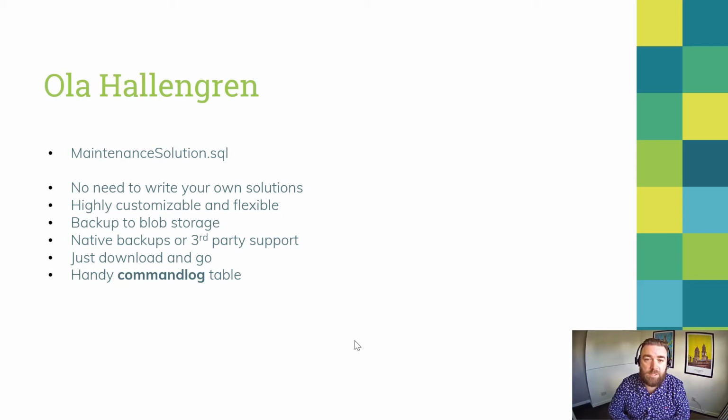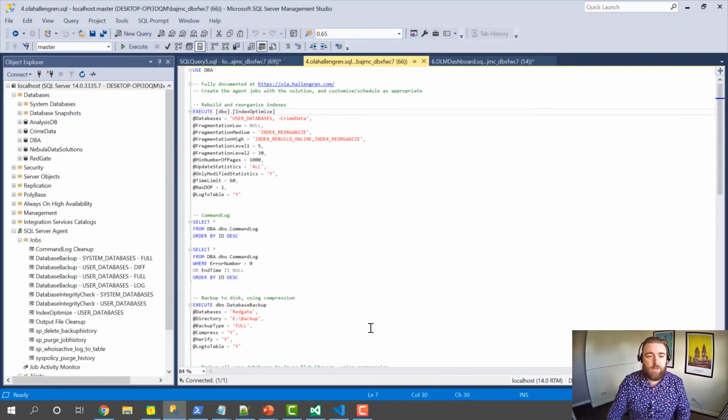You just download the T-SQL and go, and there's a handy table called command log, which if you utilize it, which I recommend you do, you get the full history of everything that is running on your SQL Server. Go into Management Studio here and have a little look at things.